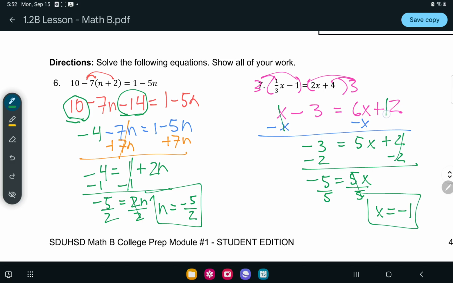This is actually 12. So if I want to subtract 12 from each side, this would be negative 15 divided by 3. If you got negative 3 and you were questioning yourself, you were correct.